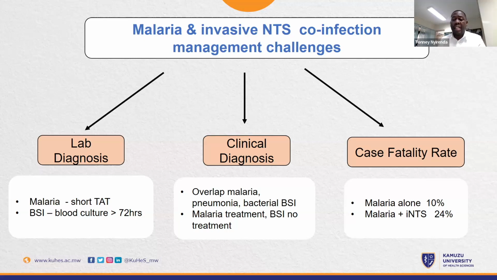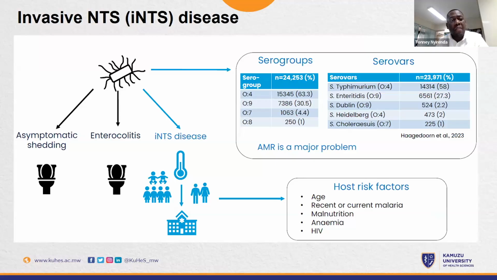When you consider case fatality rates for malaria alone, it's about 10%. But if you have a co-infection of malaria and invasive non-typhoidal Salmonella, the case fatality rate increases to about 24% or so. So, more about invasive non-typhoidal Salmonella disease.